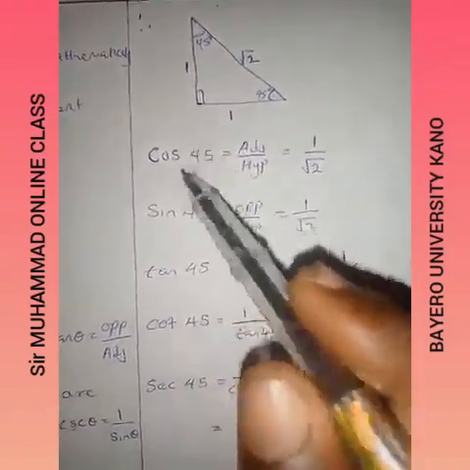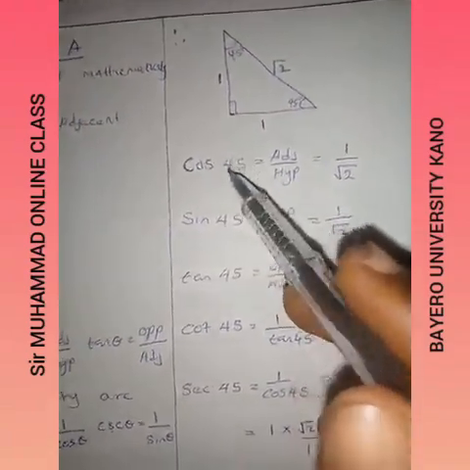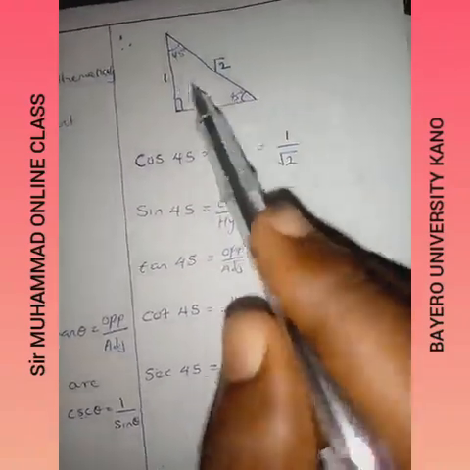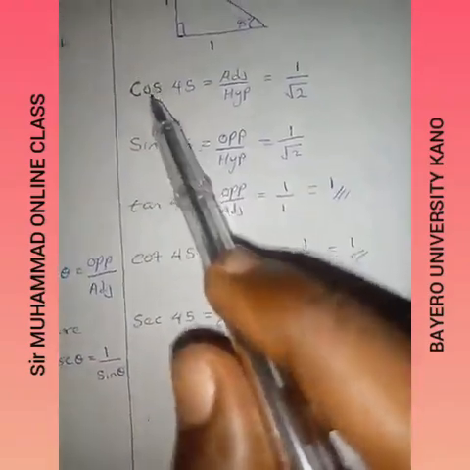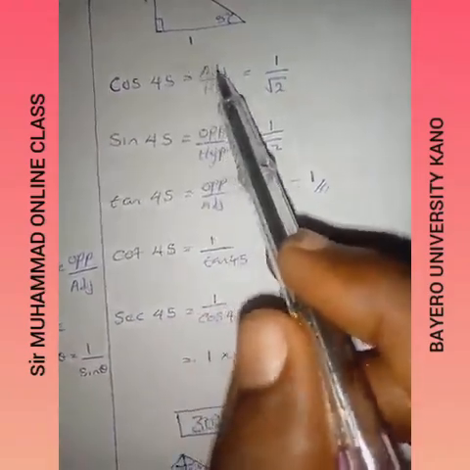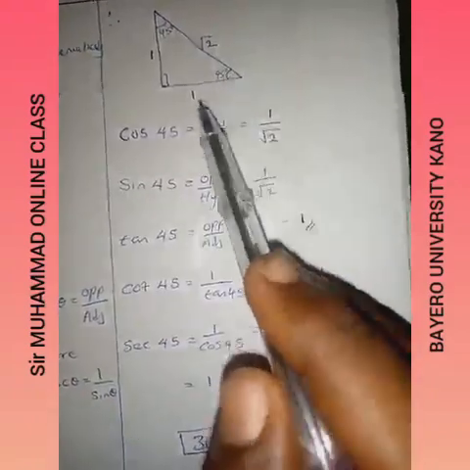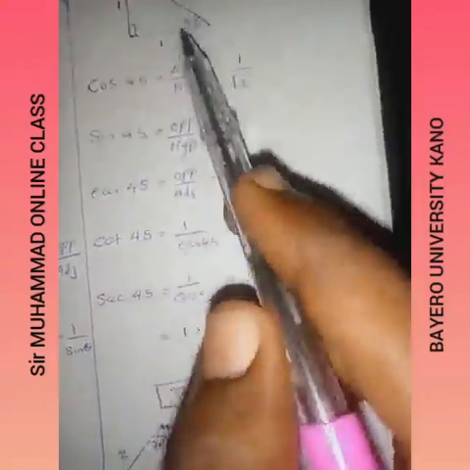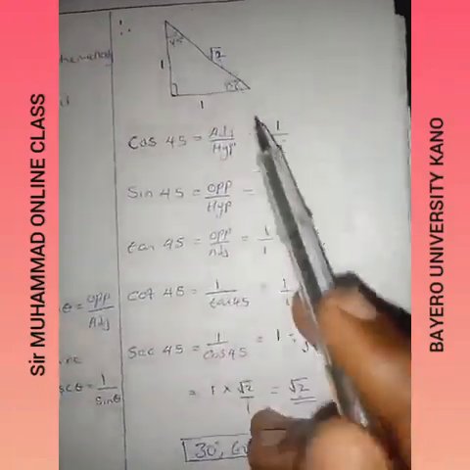So now you can find any of the trigonometric identities you want. Now let's look for cos 45. This is 45 degrees. So this place can be opposite and this place adjacent, and for this one this is opposite and this is adjacent. You can see both of them are 1. So now cos 45 degrees is adjacent over hypotenuse. Considering this is our adjacent and this is our hypotenuse, it will be adjacent 1 over hypotenuse root 2.